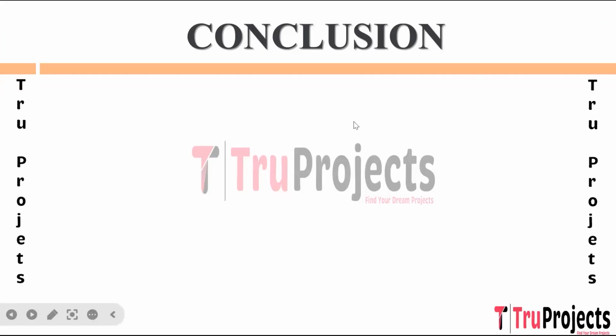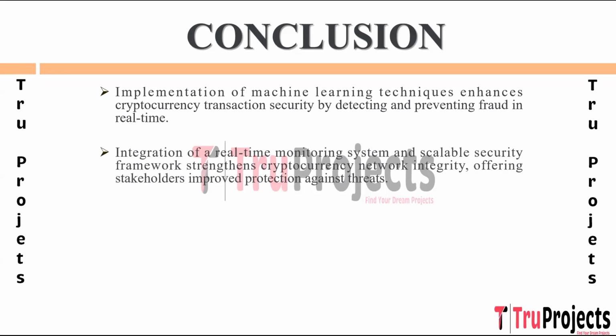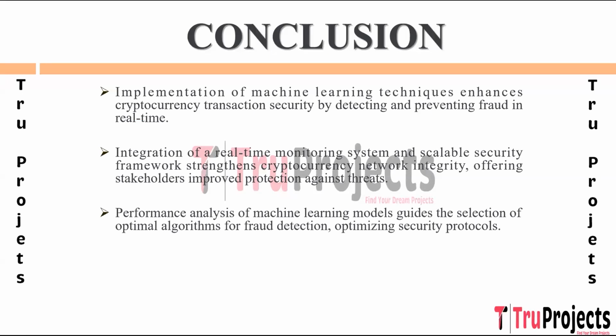The conclusion of the project is that successful implementation of machine learning techniques has significantly enhanced the security of cryptocurrency transactions by detecting and preventing fraudulent activities in real time. Integration of a real-time monitoring system and scalable security framework has enhanced the integrity and trustworthiness of cryptocurrency networks, providing stakeholders with improved protection against security threats. Performance comparison of different machine learning models has yielded valuable insights into selecting the most suitable algorithms for detecting fraudulent activities in cryptocurrency transactions, contributing to the optimization of security protocols.